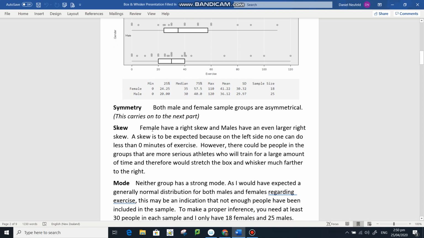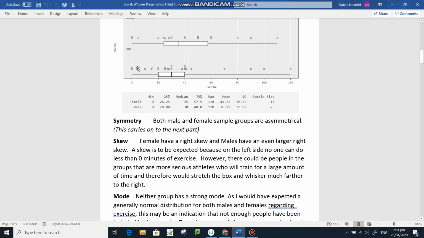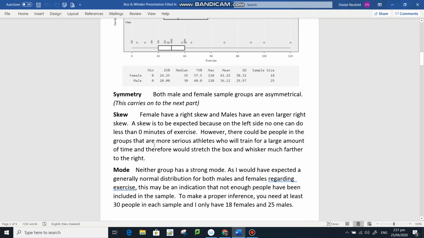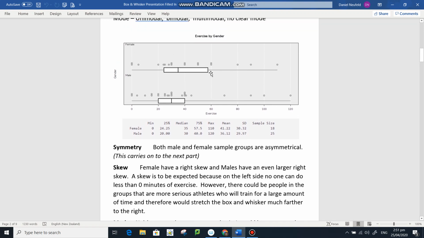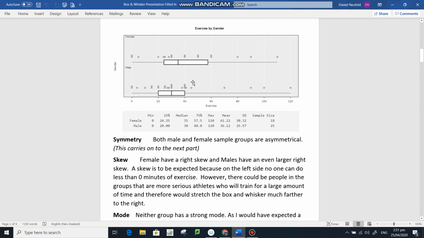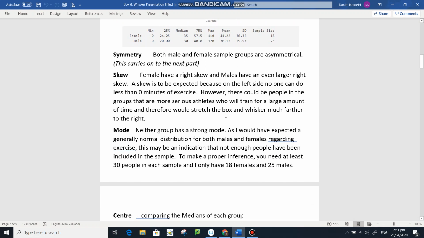So again, that comparison. A skew is expected on the left because on the left side, no one can go less than 0. So now I'm trying to get statistical reasons why I expect it to be skewed, why it makes sense. Here, everybody stopped at a hard 0. You can't get into negative exercise. So it's never going to stretch really far to the left. Okay. However, some people train more. They're serious athletes. And again, if they're really serious, they're going to really stretch it out. Okay. To that side. So I would expect a right skew.